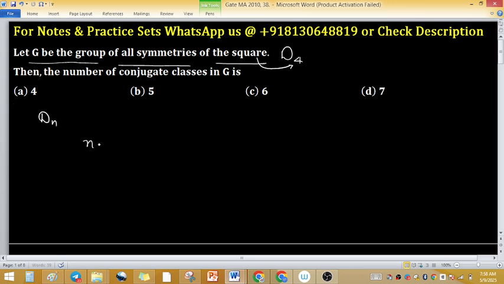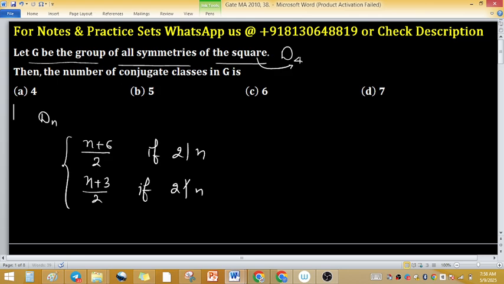this formula: (n plus 6) divided by 2 if 2 divides n, and (n plus 3) divided by 2 if 2 doesn't divide n. So this is the number of conjugacy classes in Dn. Because 2 divides 4, we can find the conjugacy classes using this formula.